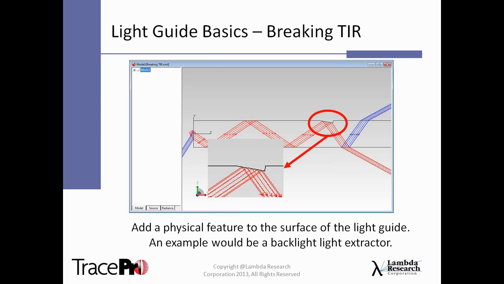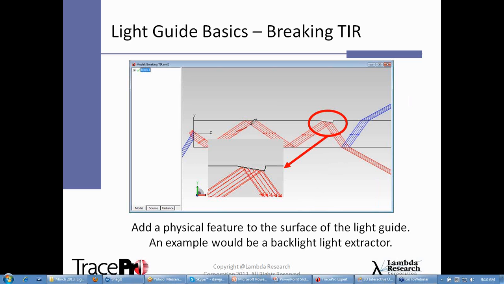In this example, we added a physical feature to the surface of the light guide, a sort of prismatic type cut in the surface. This could be used in something like a backlight light extractor. In this case, we see here our light is TIR'd, and it's still TIR'd off of our cut feature here. But by changing that, it actually decreases the angle of incidence here, which means it's now less than the critical angle, so some of the light is reflected or refracted out of the light guide, and a small portion is contained in the light guide. So we can use these types of features to get light out of a specific surface in a light guide.